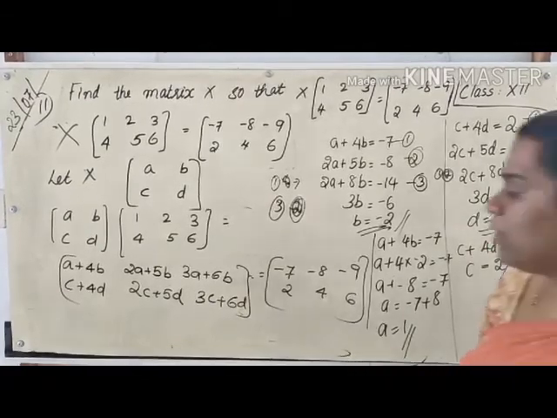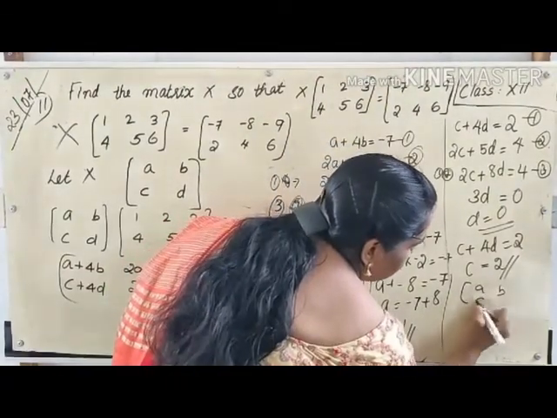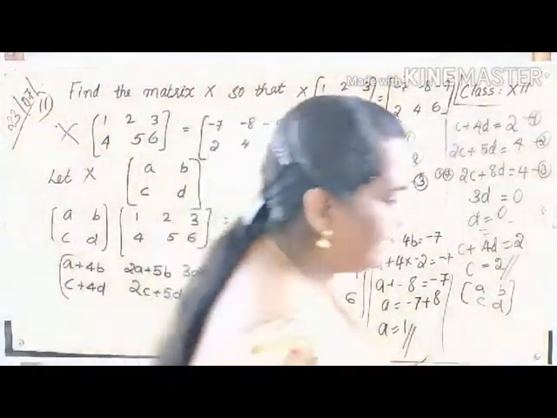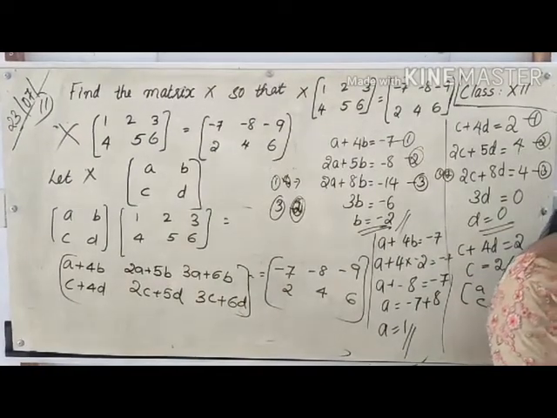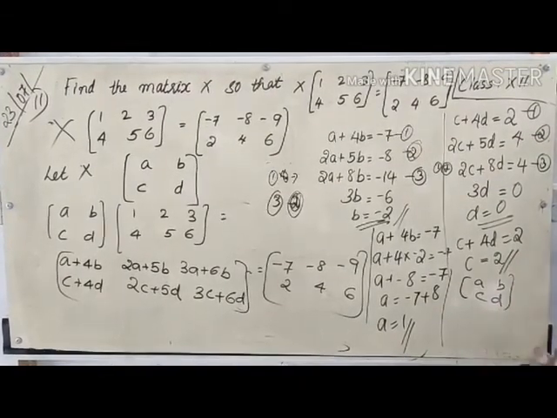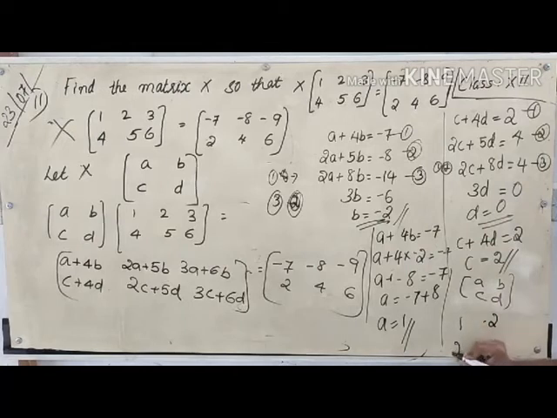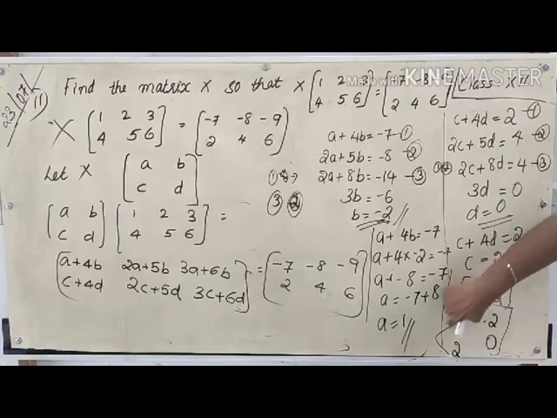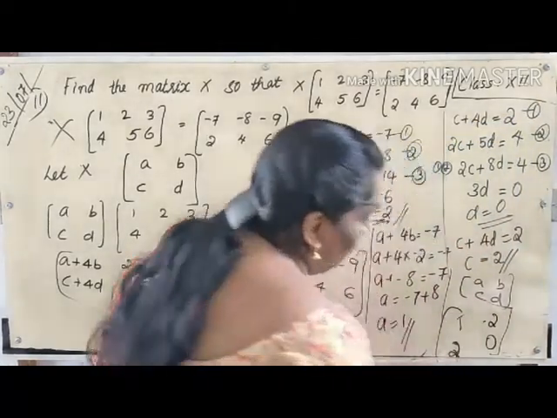So what is our required matrix? Required matrix A, B, C, D. What is A here? Find out the required matrix. We have A is equal to 1, and B we got is equal to minus 2, and C we got is 2 and D is equal to 0. This is our required matrix. Okay, I hope you understood this.